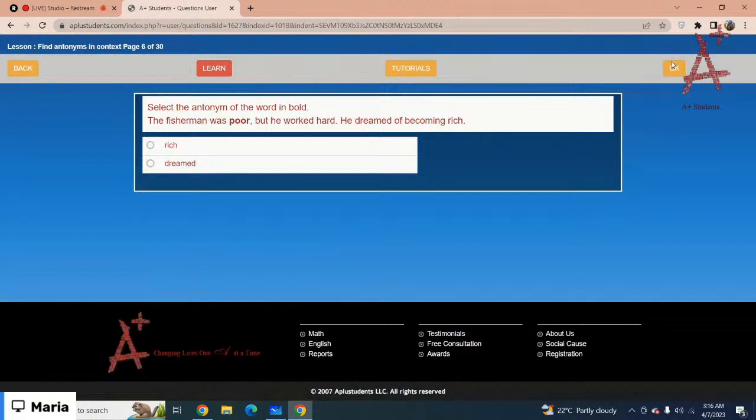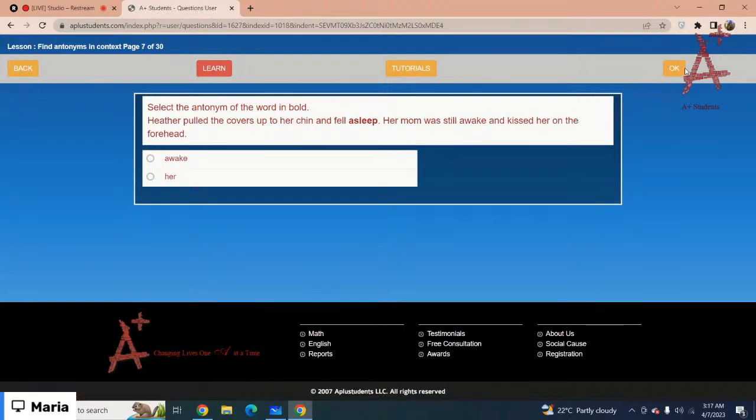The fisherman was poor, but he worked hard. He dreamed of becoming rich. Yes, that would be rich. Poor and rich are the antonyms.